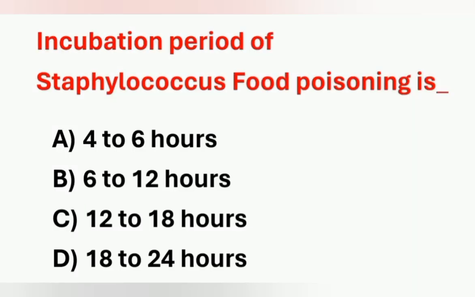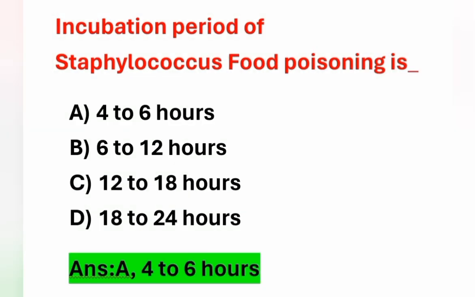Move on to the next question. Incubation period of Staphylococcus food poisoning is? And the options, option A, 4 to 6 hours. Option B, 6 to 12 hours. Option C, 12 to 18 hours. Option D, 18 to 24 hours. Question, what is the incubation period of Staphylococcus food poisoning? It is 4 to 6 hours. Option A is the correct answer.